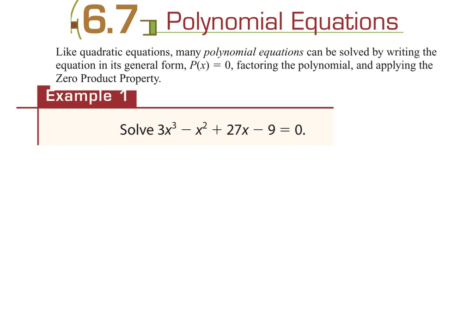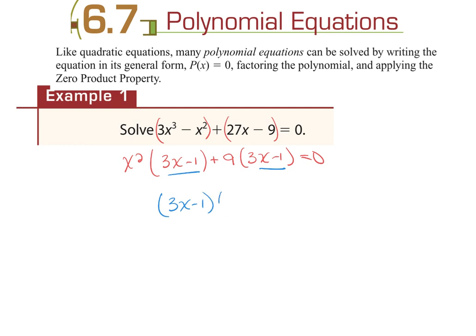So if I wanted to do this particular one, I'm going to group exactly the same way. I'm going to group my first two. I'm going to group my second two. Look at the first group and say, well, what can I take out? I can take out an x squared, and I'm going to be left with 3x minus 1. What can I take out of the second one? I can take out a 9, and I'm going to be left with 3x minus 1. So we have done this factoring before. This is not a quadratic, but it is one that we can do by factoring.